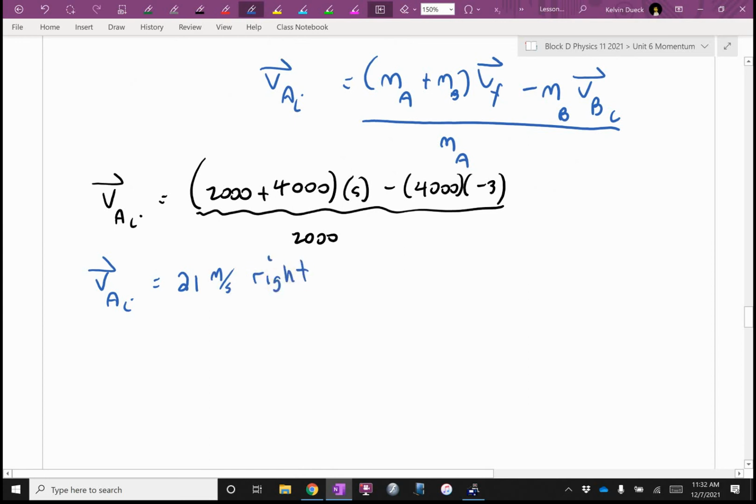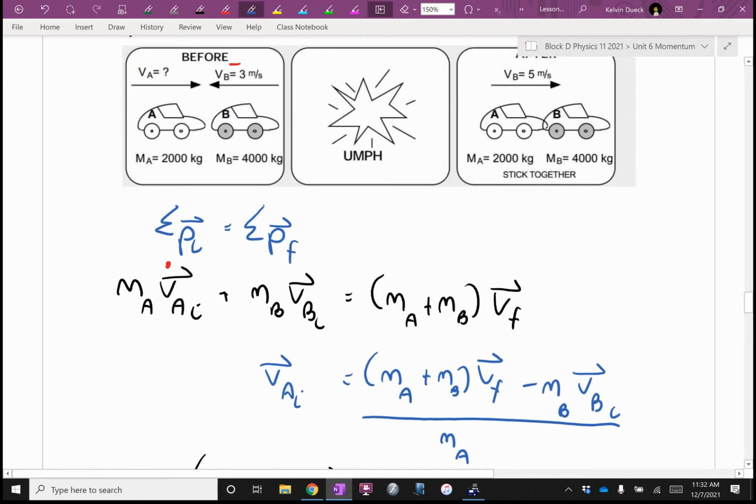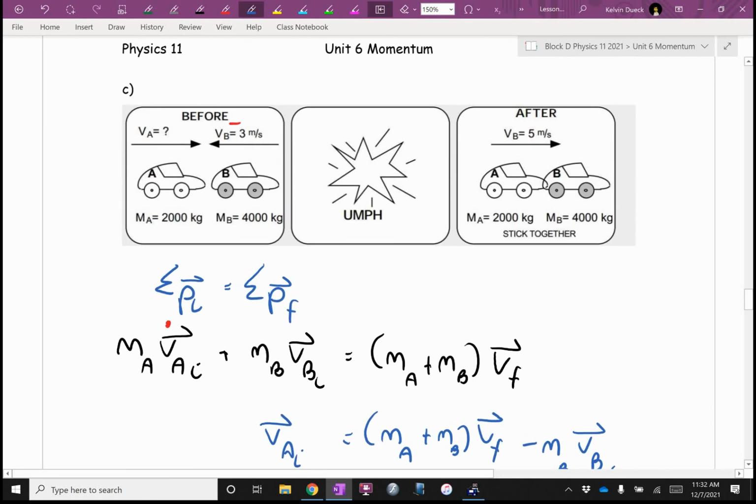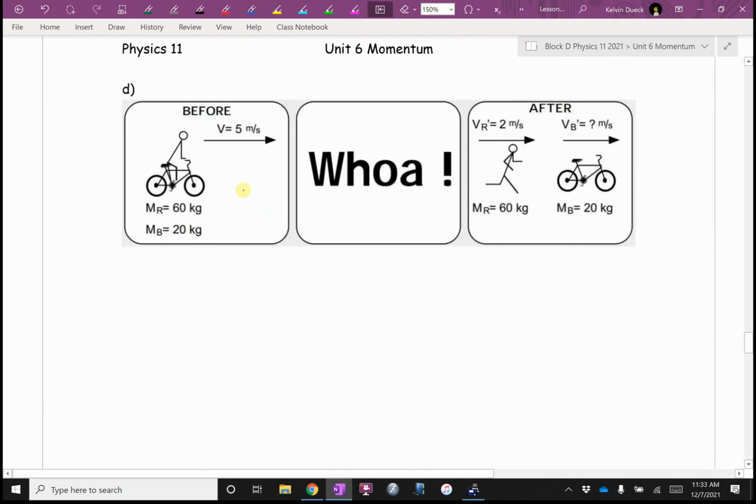So what happened in this collision? In this collision, if we go back and look at the numbers, car B was going backwards at 3 meters per second. Car A came slamming in at 21 meters per second. They stuck together and they moved off forwards. By the way, which car is heavier? Car B. Which car experienced more owie than car A, because it would have gone through a bigger acceleration, because F equals what? MA. One more.